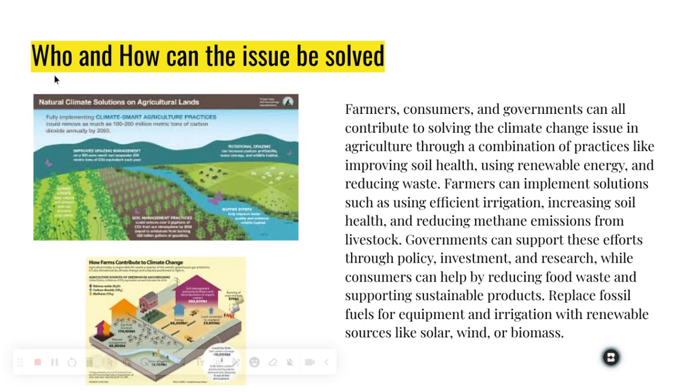And last but not least, who and how can the issue be solved? It is the farmers, consumers, and governments can all contribute to solving the climate change issue in agriculture through a combination of practices like improving soil health, using renewable energy, and reducing waste.